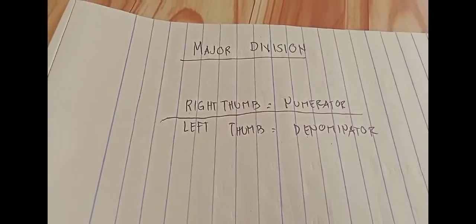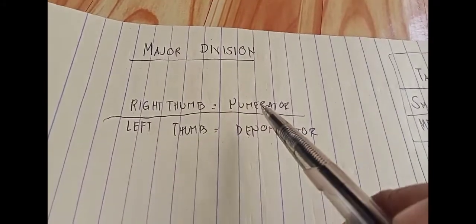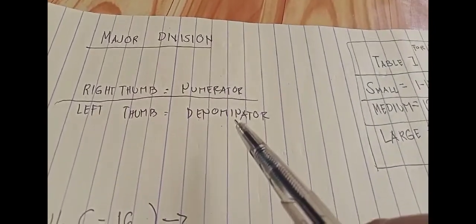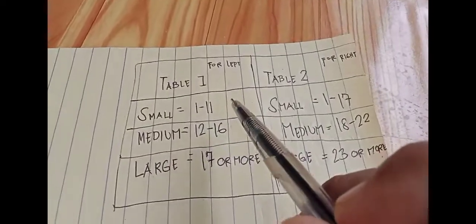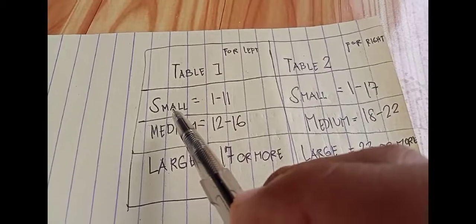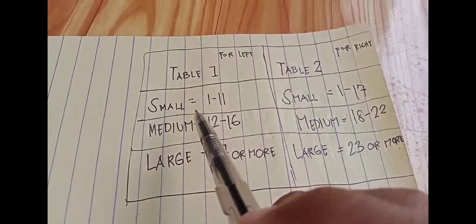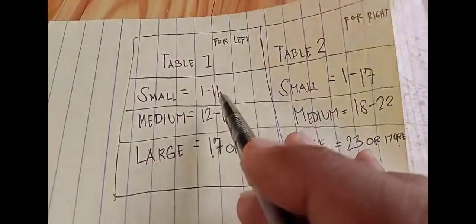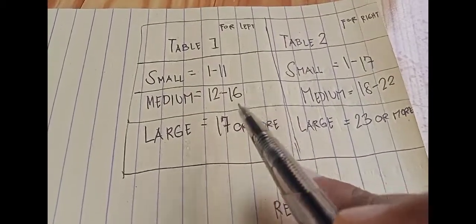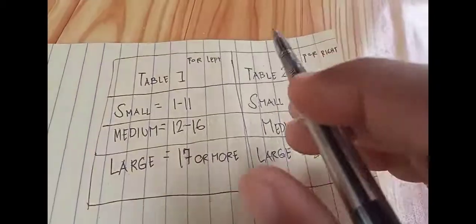So, let us now proceed to the major division. Same as before, the right thumb is the numerator and the left thumb will be the denominator. And we have a table here. For the left thumb, it has a symbol of small if it has a ridge count of 1 up to 11, medium if 12 to 16, and large if 17 or more ridge counts.